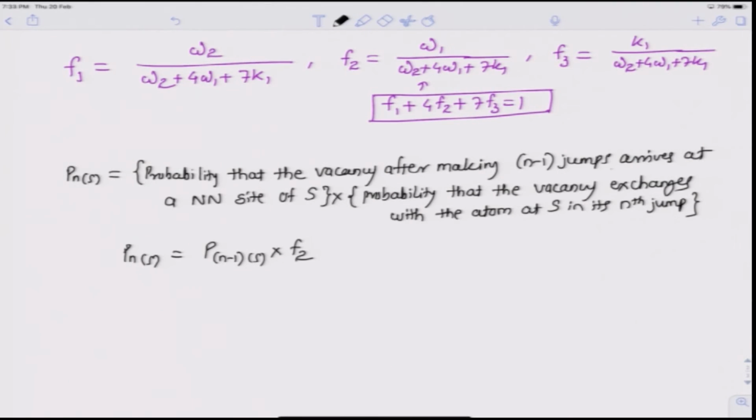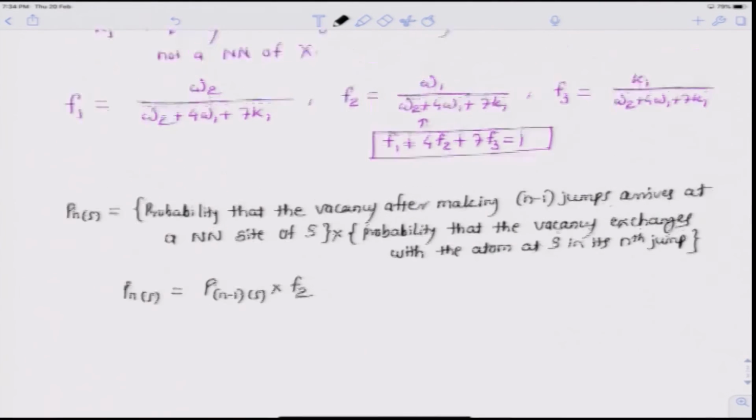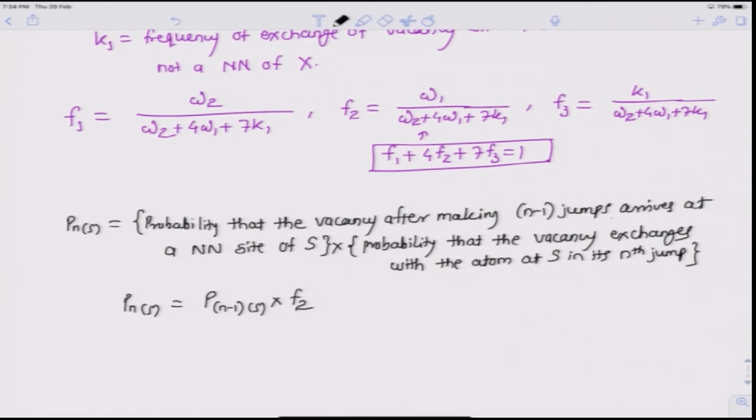Now, to proceed further, we will make an assumption that any vacancy which makes a K1 type of jump is lost permanently, which means if the vacancy makes a K1 type of jump, then we are not considering it anymore for the correlation. In other words, we are assuming that if a vacancy makes a K1 type of jump, then the probability that it will arrive back on one of the nearest neighbor sites of X would be much less than the probability that a fresh vacancy would randomly arrive at the nearest neighbor of X.